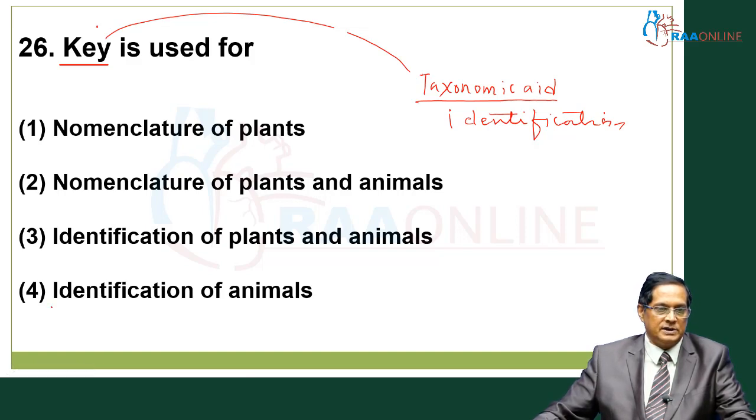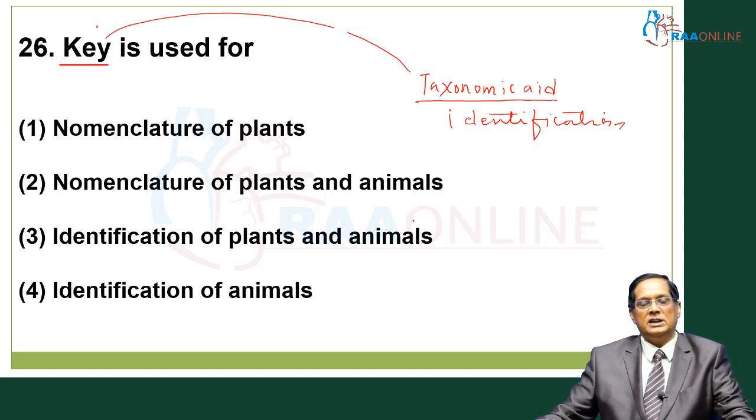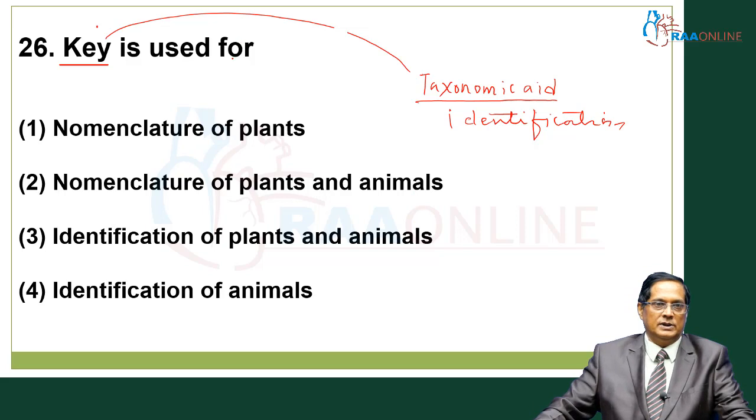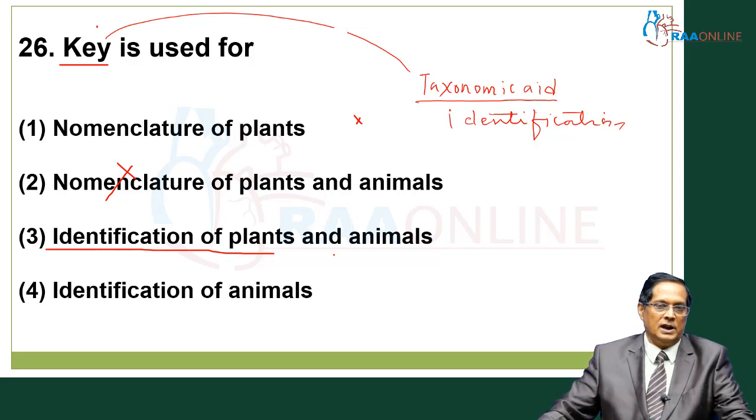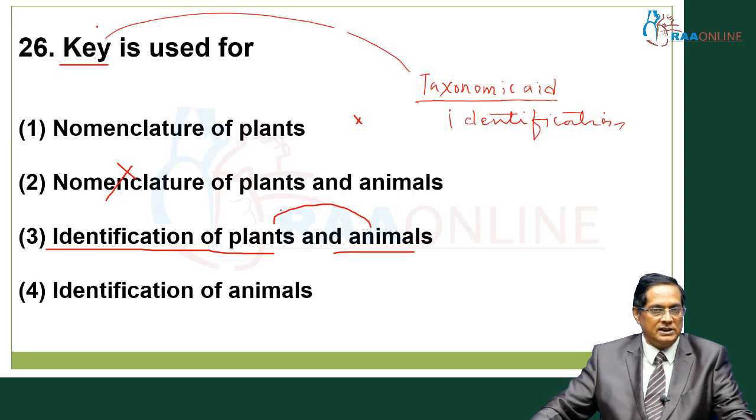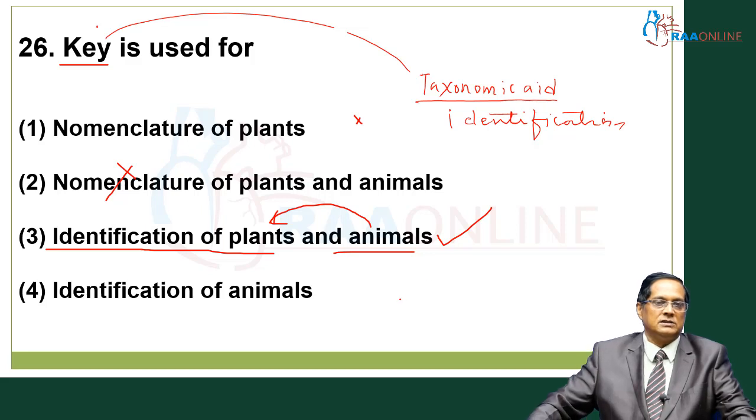On the basis of similarity, interrelationships, and dissimilarities. The first one is wrong. Second, nomenclature. There is no role of key in nomenclature. Then what about the third one? Identification of plants as well as animals. Why is the last one not correct? Because it is incomplete. It is used for plants as well as animals both. So this is the most appropriate answer, that is identification of plants as well as animals.